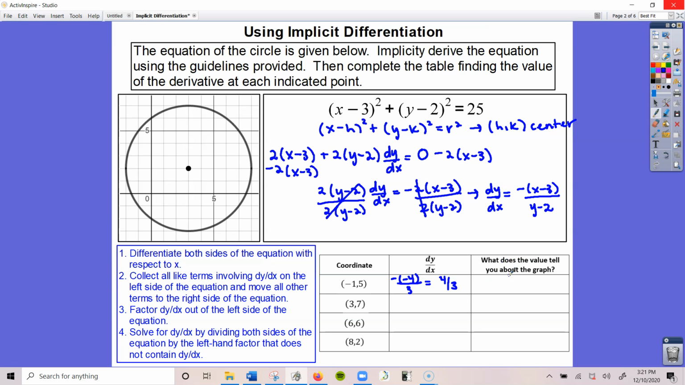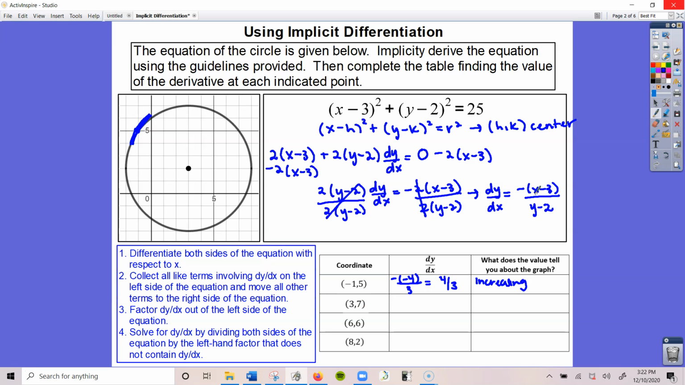Now, what does this value tell us about the graph? This means that our function, or I keep saying function, but you know what I mean, the equation of the circle, at that point, at the coordinate (-1, 5), the graph will be increasing because we have a positive derivative value. And if you look here at (-1, 5), you can see that if you were to read your graph from left to right, that particular part is increasing.